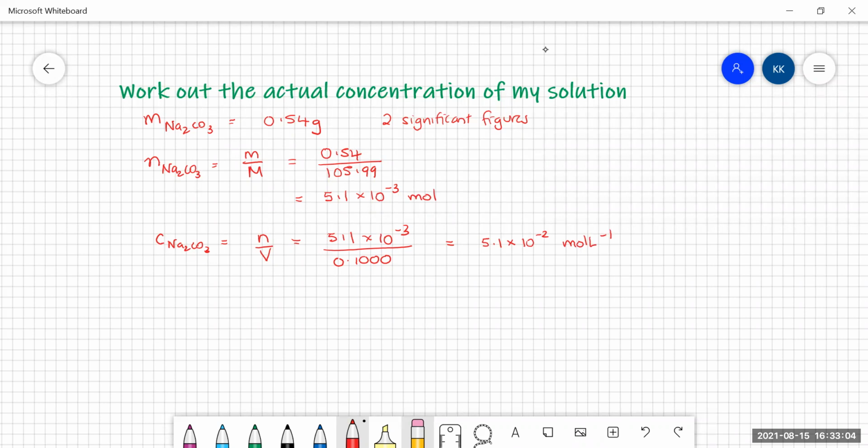From here, we are going to go into our next phase of standardising the hydrochloric acid, which is actually performing the titration. But that is a topic for our next video.